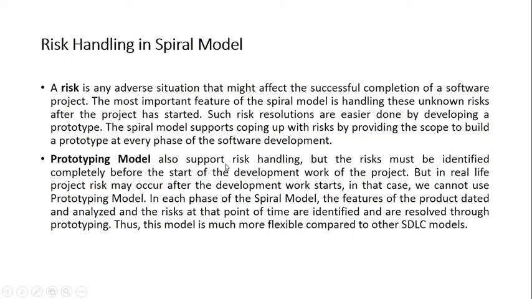So the prototyping model also supports risk handling, but the risk must be identified completely before the start of the development work of the project. So the question arises: what does it mean? If the prototype model is going to help us in the spiral model, what is the need of a spiral model? We have a prototype model in place, why not use it? The difference is that in the spiral model you just have the requirement document and you have to assume which risks might come true, and accordingly you work so that you can avoid or reduce that risk, right?